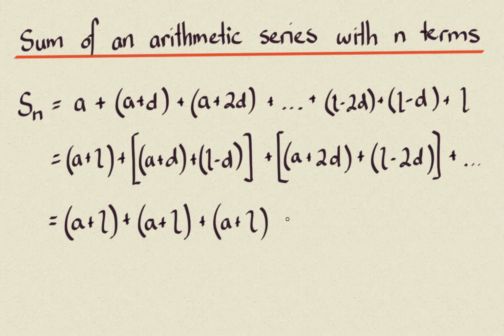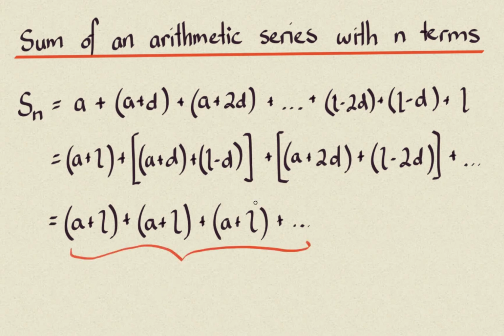And if you compare this to our starting puzzle, remember we got 101 each time. We had 1 and 100, then we added 2 and 99, 3 and 98, and so on. So we always got the same thing. So now the question is, how many of these A plus L terms are there?